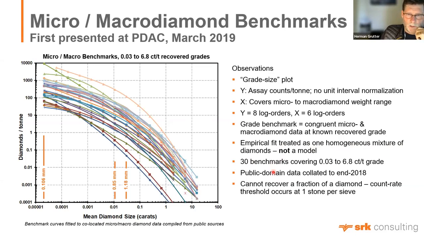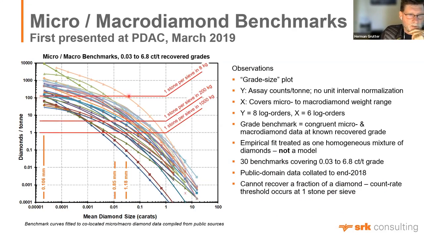And just a remark that was first made by a guy called Ed Hotan in Anglo-American Research Labs. He said, you cannot recover a fraction of a diamond. There is a count rate threshold that occurs at 1 stone per sieve. Those thresholds, I'll show them to you in a moment. In fact, that's what's happening next.